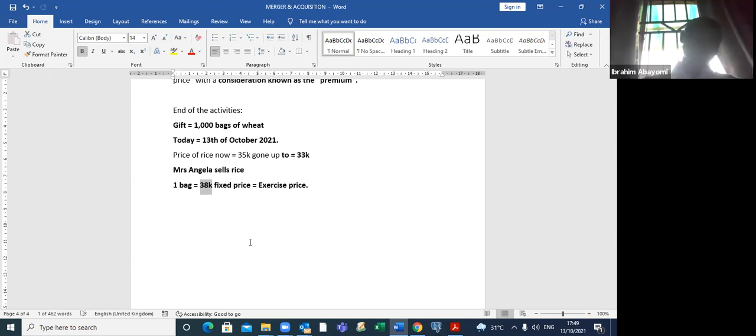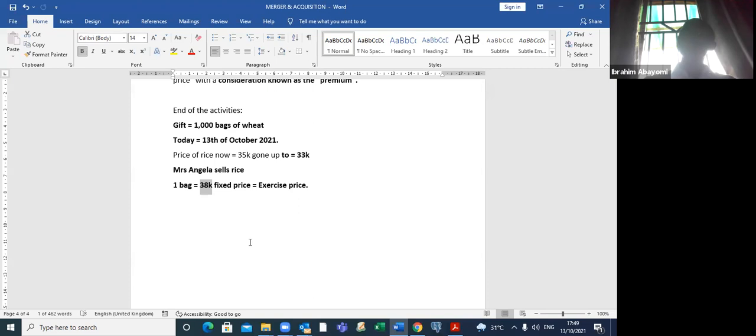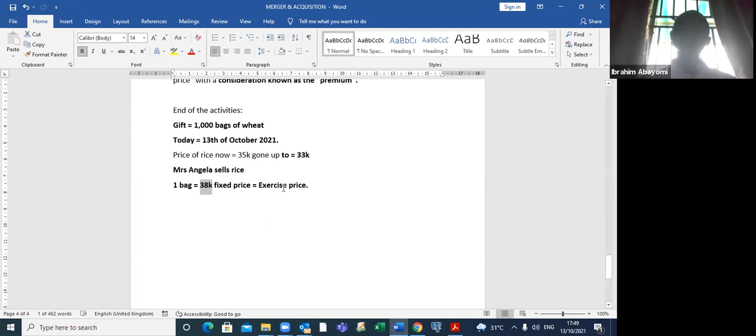Yes, I've understood that the premium is not part of the amount of money you have to pay for the rice. Exactly. The premium is only to buy the right, not the rice itself. And it's not refundable and it's paid immediately. So if I want to buy the right to buy wheat in December, I will pay for the right today.